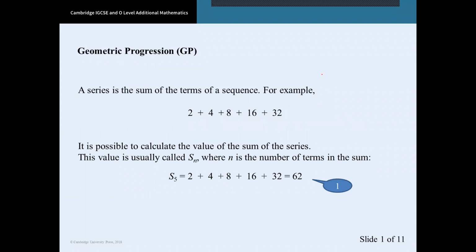So for example, we have the first one that you can see here, S5. S5 is equal to 2 plus 4 plus 8 plus 16 plus 32, which equals 62. So S5 means I have the sum of the first 5 terms: the first term, second term, third term, fourth term, and fifth term. There are altogether 5 terms here. Each of them comes with a value, and the total is 62.